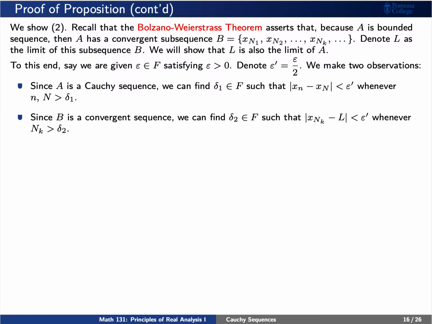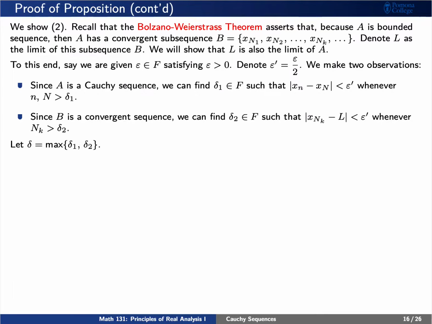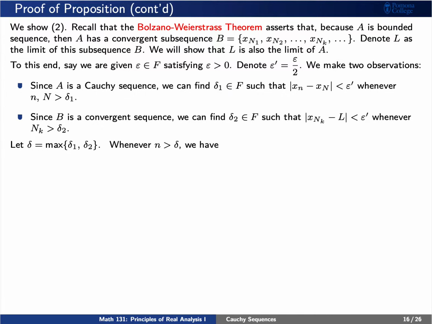Second, because B is a convergent sequence itself, we can find some delta sub 2 such that the absolute value of x sub capital N sub k minus L is less than epsilon prime whenever capital N sub k is greater than delta 2. Remember that we're using capital N sub k because these are the indices for our subsequence B. Now let's choose delta to be the larger of delta 1 and delta 2. Whenever n is greater than delta, we have the following.